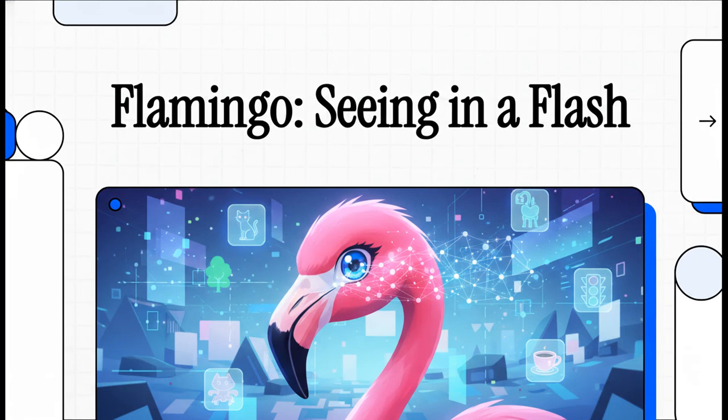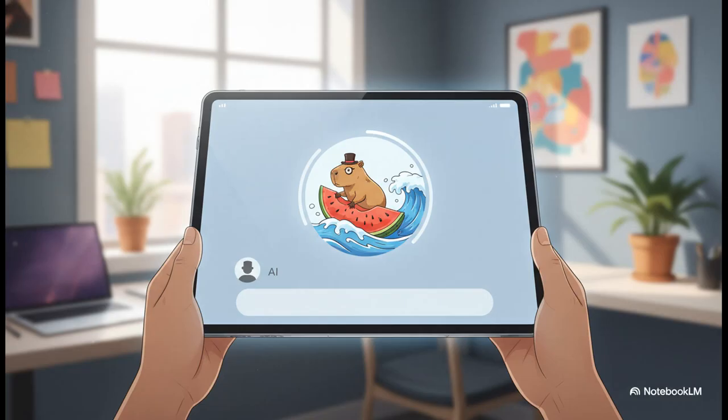Okay, so let's get right into it. How do you teach a computer to really see the world? I'm not talking about just labeling objects in a picture, but to get the context, the nuance, even the absurdity of it all. For years, this has been one of the biggest puzzles in AI, but a new model is completely changing the game.